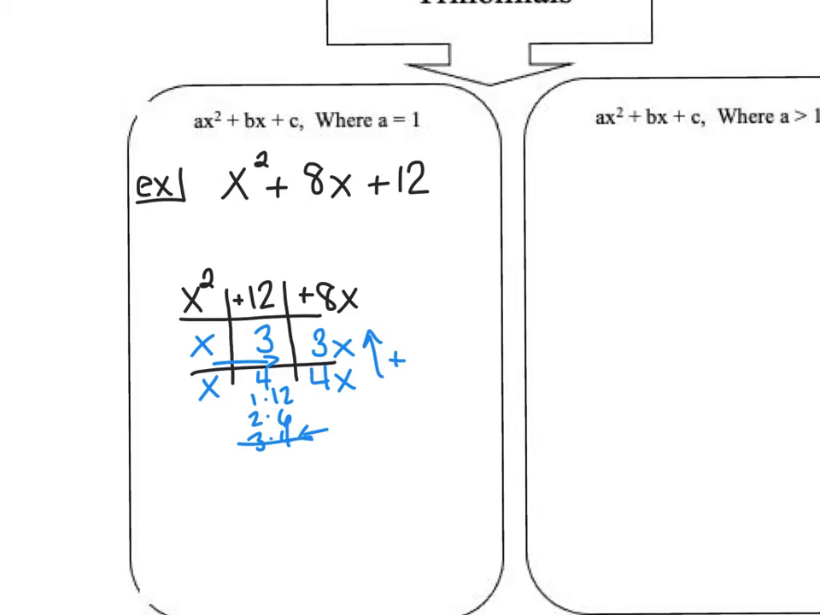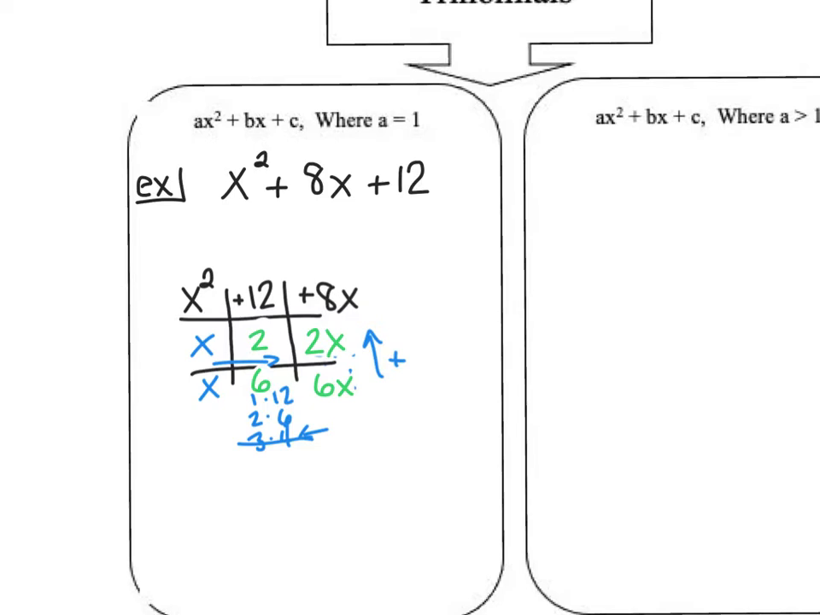So what do we do? Well, we have to back up and do a little erasing here. So it's always a good idea to do these with pencil. All right, since it's not 3 and 4, next I'm going to try 2 and 6. So 2 here, and 2 times 6 gives me 12. Multiply across: 2x, 6x, and I check by adding. Does that equal 8x? Yes, it does.